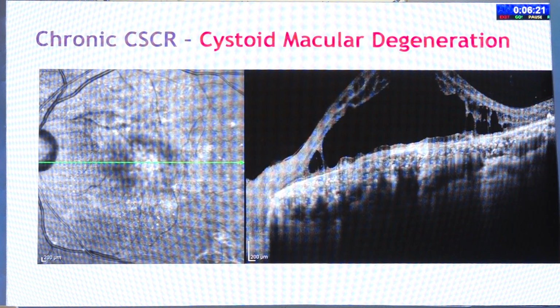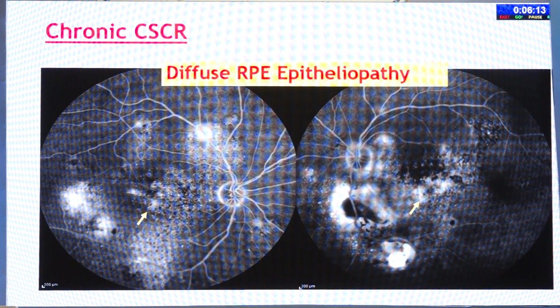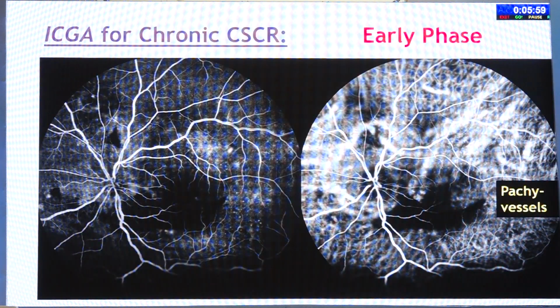In the last stage of the disease, something called cystoid macular degeneration, there is no more subretinal fluid, but a large cystoid space. In this kind of case, you get diffuse RPE disease and leakage, a form of diffuse RPE epitheliopathy, a kind of diffuse sick RPE that you get in this disease.